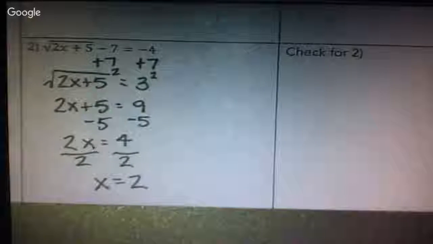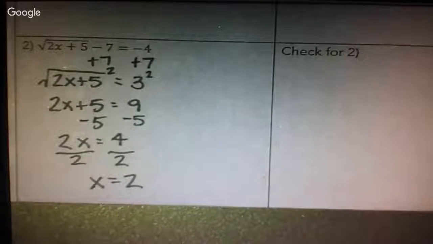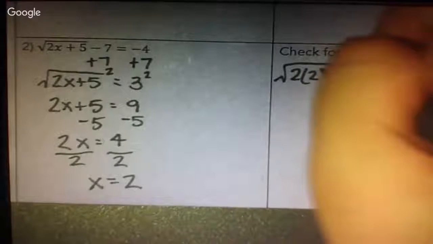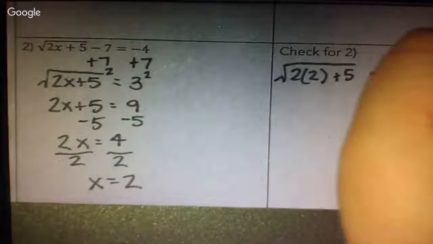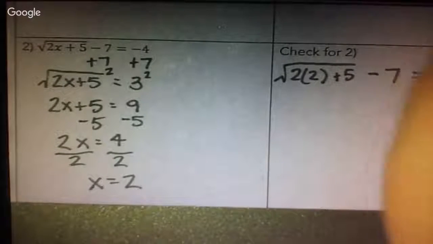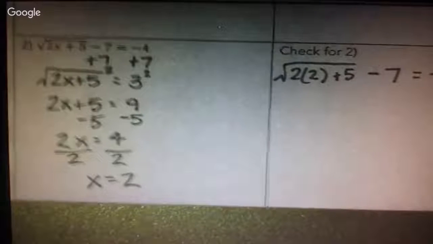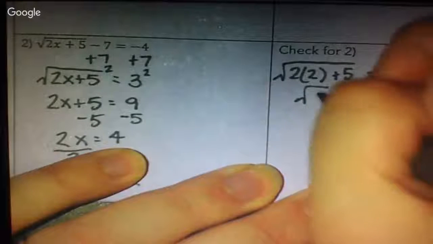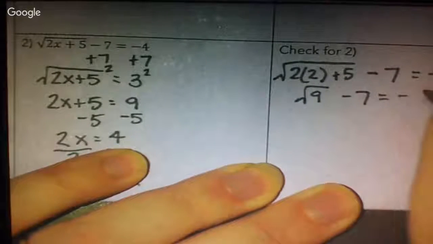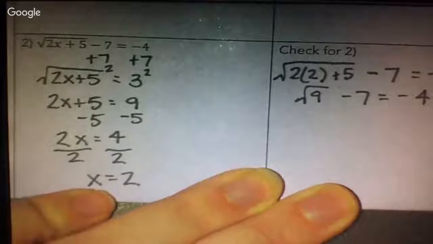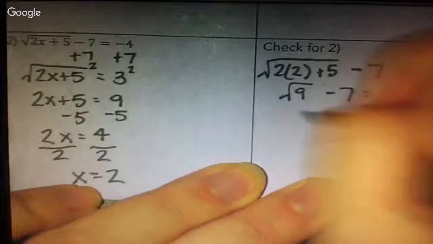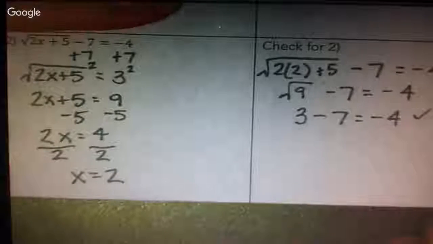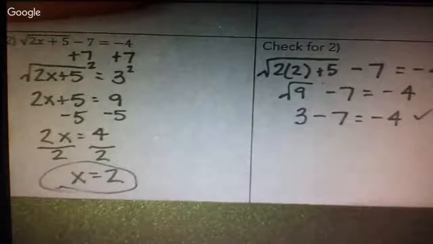Okay. Check it. Make sure it works. So I've got the square root of 2 times 2 plus 5, all that minus 7 should equal -4. So that should be the square root of 9. Good. Minus 7 equals -4. What's the square root of 9? 3. And does 3 minus 7 equal -4? Yes. So x equals 2 is the solution.